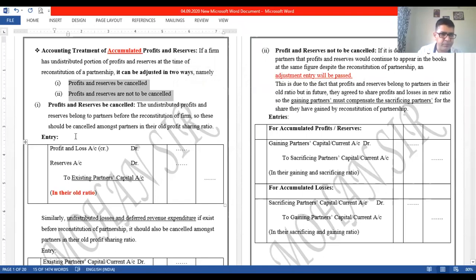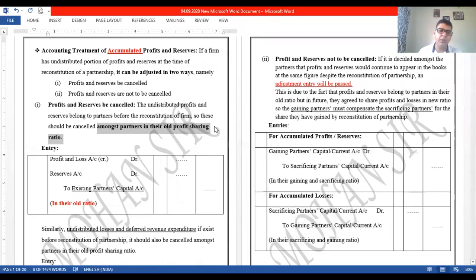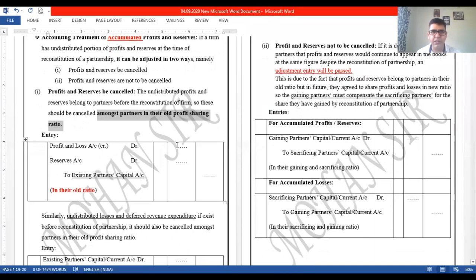Let us see this. When profits and reserves are cancelled, in that case, the undistributed profits and reserves belong to the partners before the reconstitution of the firm. So these should be distributed among the partners in their old profit sharing ratio, right? Amongst which partners? The existing partners in their old profit and loss sharing ratio. Please remember this. And what are the reserves there? We know that reserves or undistributed profits will have a credit balance. They need to be cancelled, they need to be closed. So that's why they will be debited.